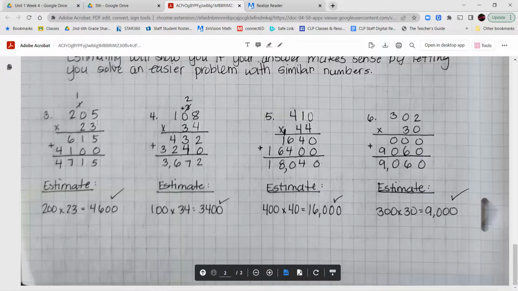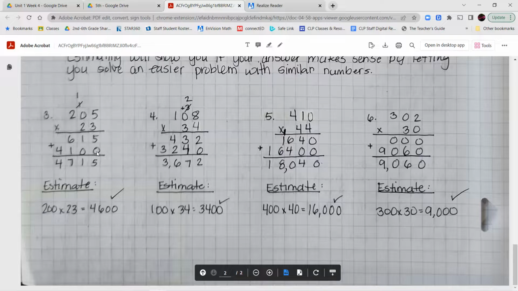Here I had 205 times 23. I changed it to 200 times 23, which gave me 4,600. Then I started my standard algorithm. 3 times 5 is 15. Put my 5 and carried my 1. 3 times 0 is 0, plus that 1 that I carried gave me the 1 that I put in my answer, and then 3 times 2 is 6.